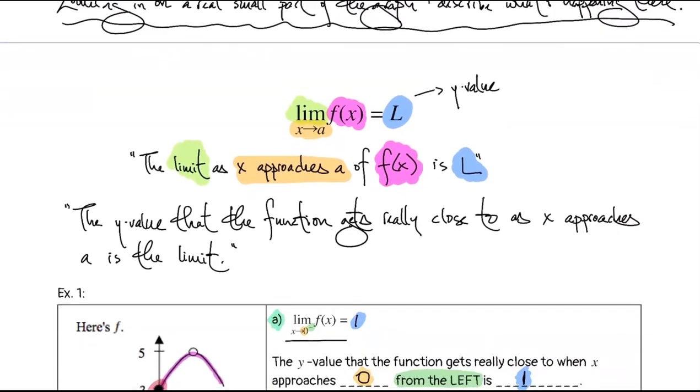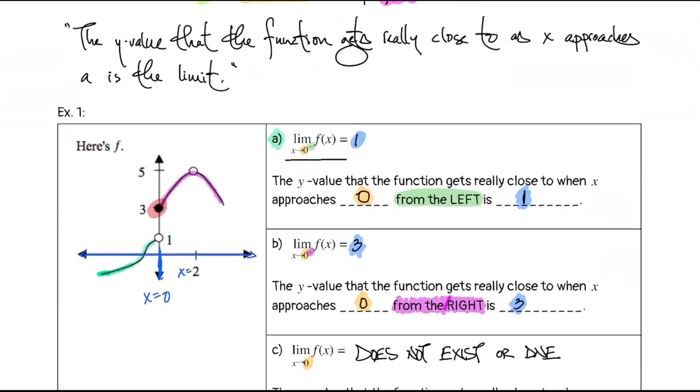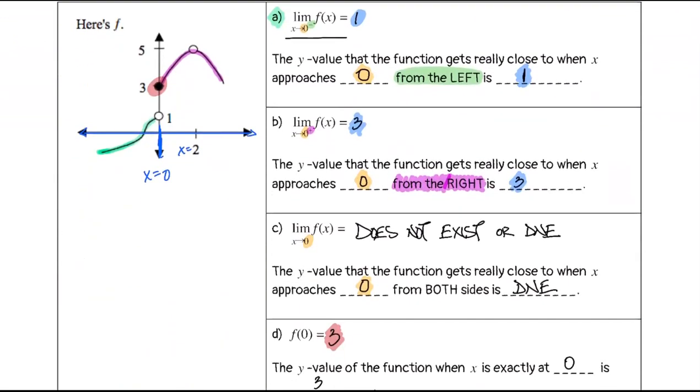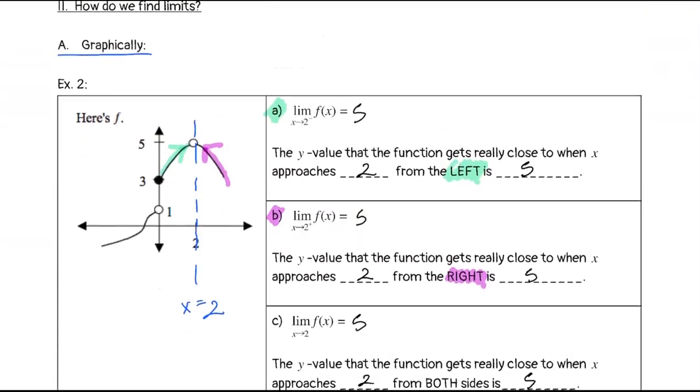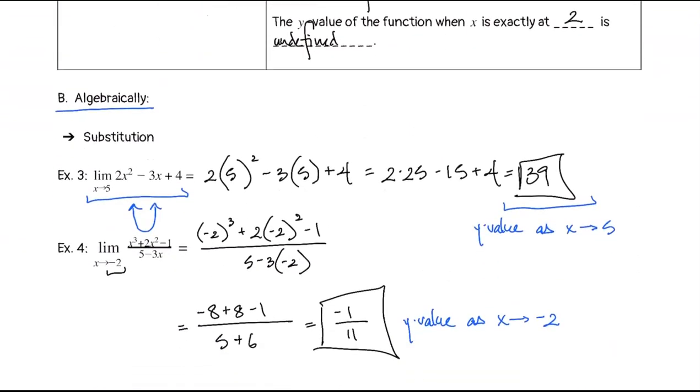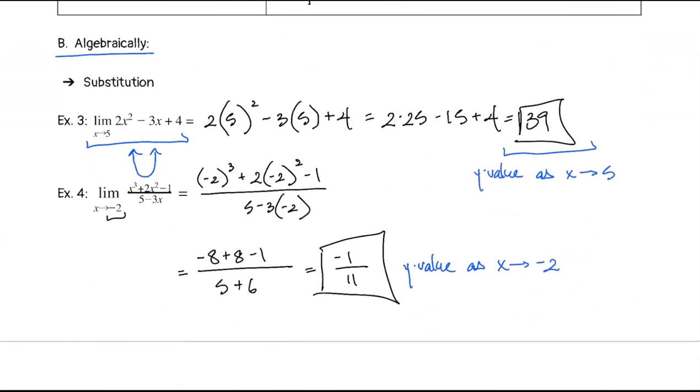So we did a couple questions where we looked at some pictures, right? From the pictures, we could see what was happening from the left, from the right, from both sides. And then we started very briefly taking a look at how do we find it if we don't have a picture? That's where we left off class. How do we find limits if we do not have a picture?